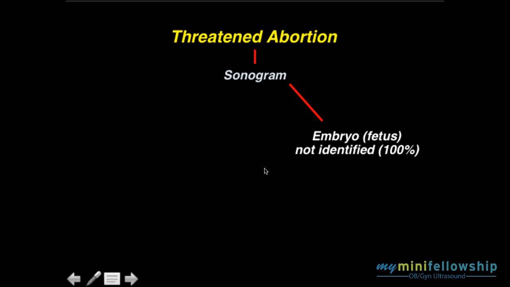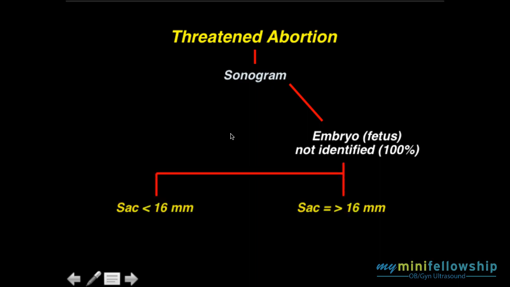We can now examine the limb of our algorithm where no embryo or fetus is seen. Recall, this was 24% of the cases. We have now converted those 24% to 100% of this limb of the algorithm. Previously, we were using the 16 millimeter criterion. In our study of the 1,013 patients threatening to abort, the breakdown would have been that the 261 cases that showed no visible embryo, 45% would have been less than 16 millimeters, 55% would have been greater than or equal to 16 millimeters.